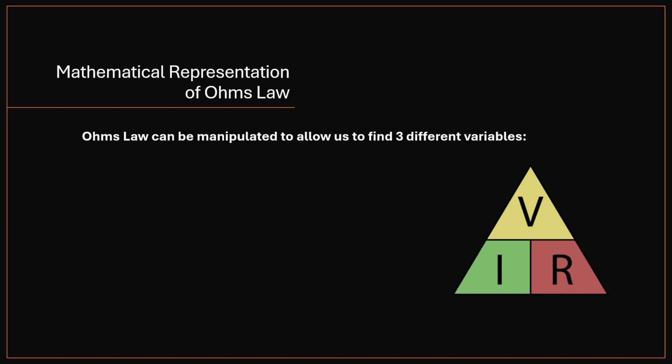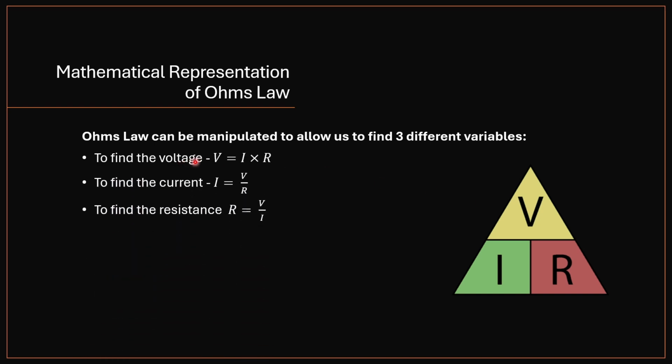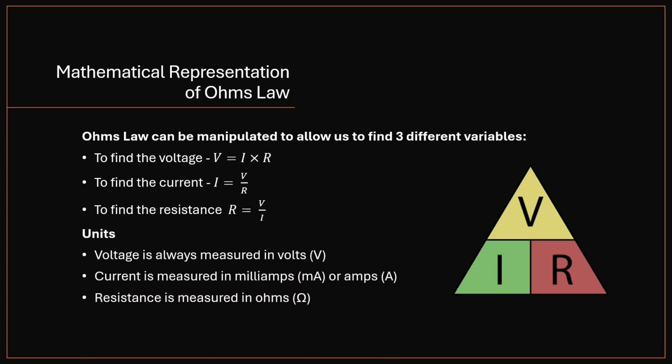The equation can be manipulated in three different ways, either to find voltage, current, or resistance. You make either the subject. Voltage is measured in volts, current is measured in milliamps or amps, and resistance is measured in ohms.